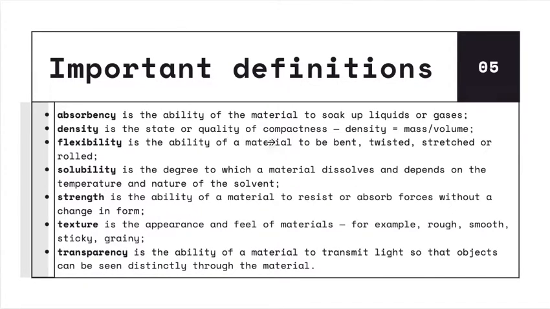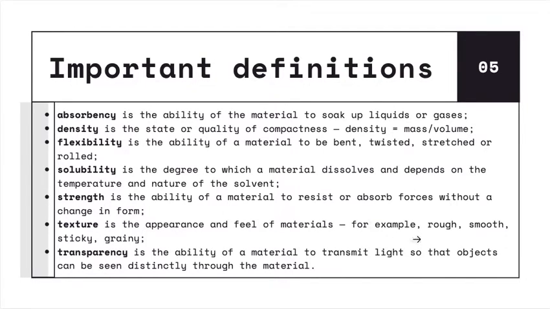Flexibility is the ability of a material to be bent and twisted, stretched, or rolled. Elastic is really flexible. Solubility is the degree to which material dissolves and depends on the temperature and nature of the solvent. So the solvent is really just what breaks down the material, so what it dissolves into. An example of solubility would be salt. If you put salt into water, what happens to the salt? Often it dissolves into that water, and certain properties of materials are highly valued because of how well they are soluble.